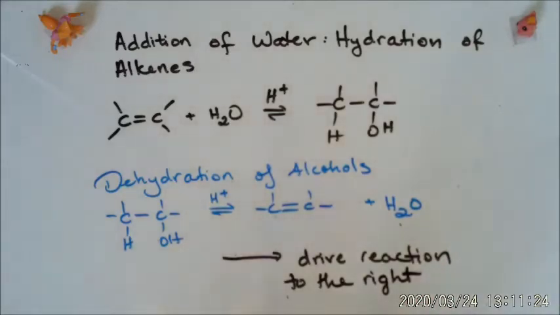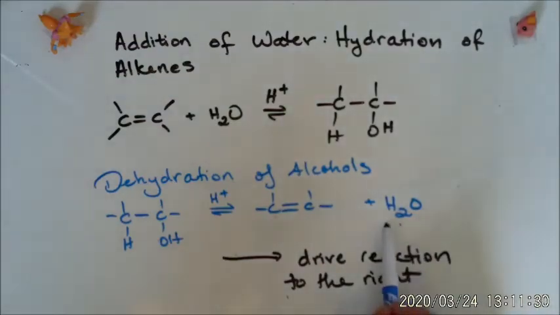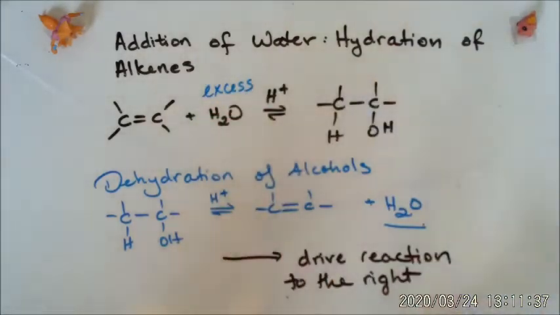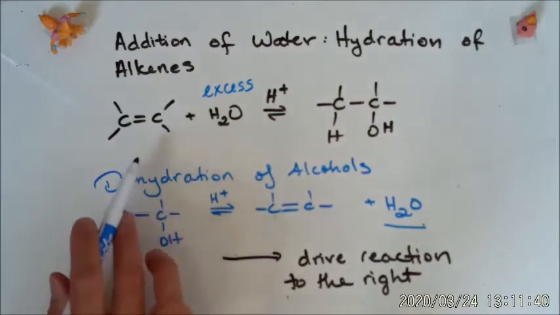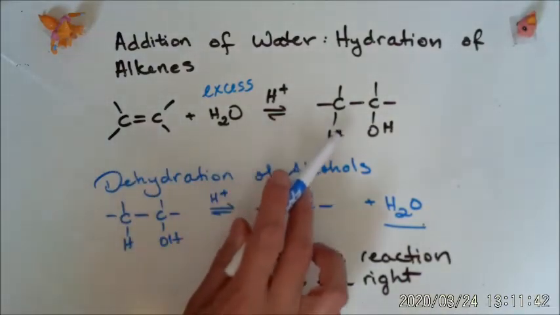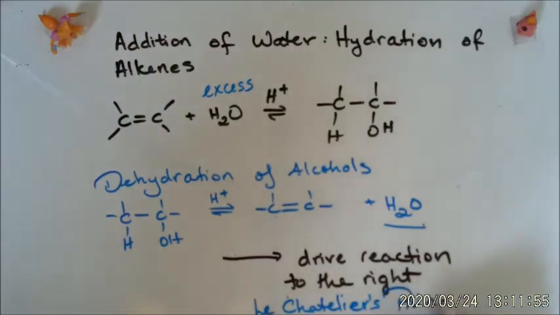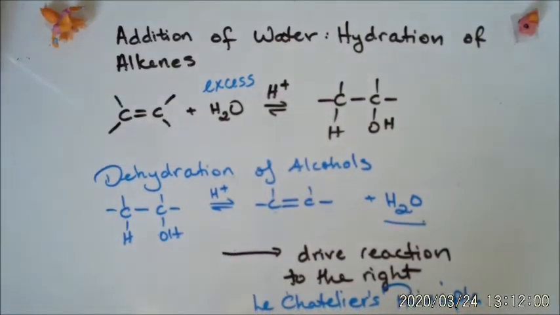So how do we drive our reaction to the left? Well, we know water is a product for this way. Then if I add excess water, my major solvent, if I have an excess amount, then we would drive addition to the alkenes to make the alcohol. So this is where we use Le Chatelier's principle in order to determine which way we go in terms of the types of products we want to form.